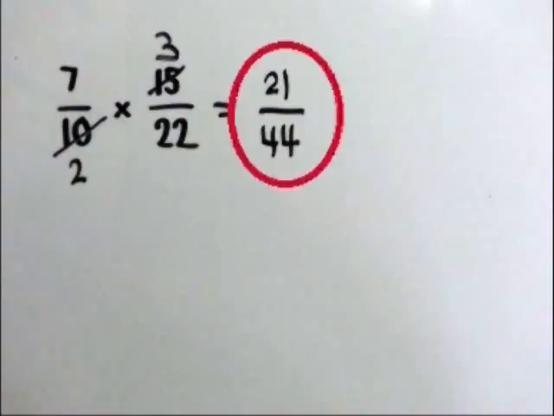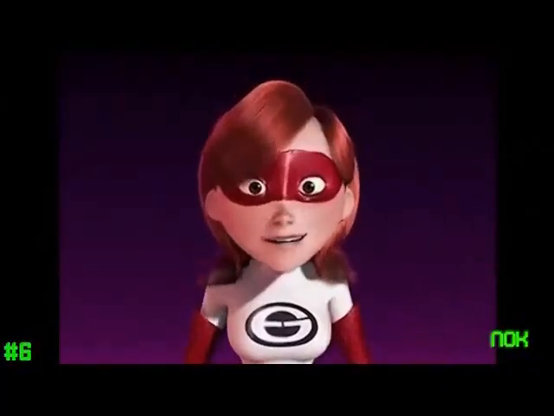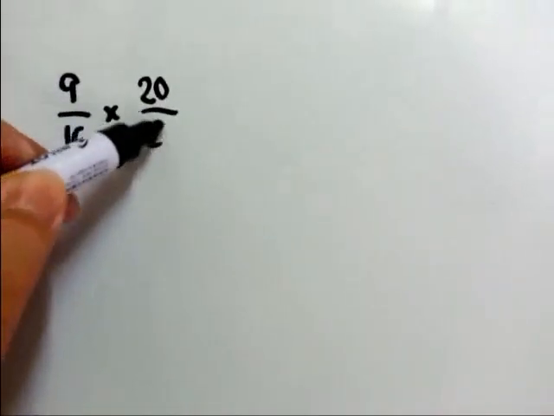Take note. Kapag wala na tayong may cancel before we multiply, after multiplication, siguradong lowest term na yung sagot natin. O, di ba maganda yon? I don't think so. Let's have another example. Say we have 9 over 16 times 20 over 27.